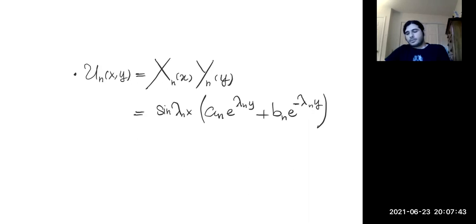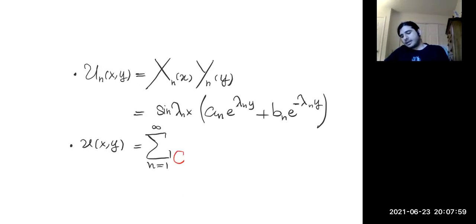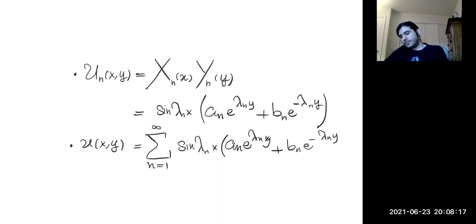Okay, so this is the form for any n, we have such a thing. In general, u can be a linear combination of these things. Again, there is no need for an extra coefficient Cn here because it would be absorbed into An and Bn. The general form would be the sum of sine of lambda n x times (An e to the lambda n y plus Bn e to the minus lambda n y), where n goes from 1 to infinity.